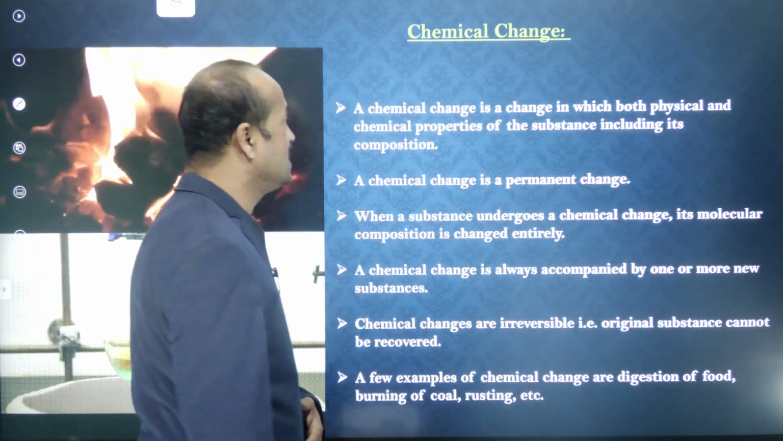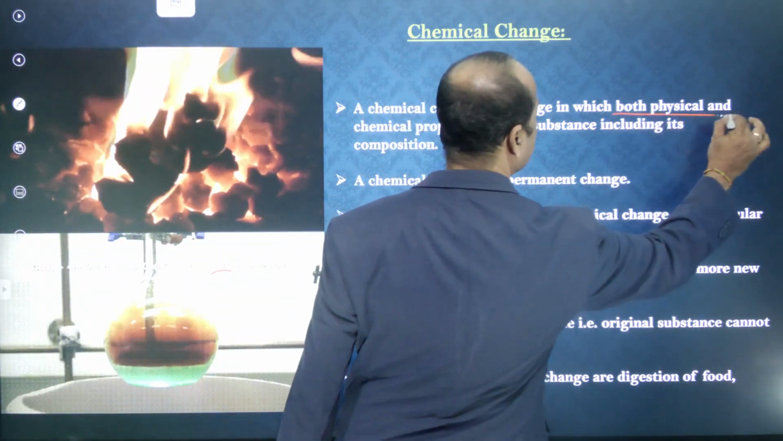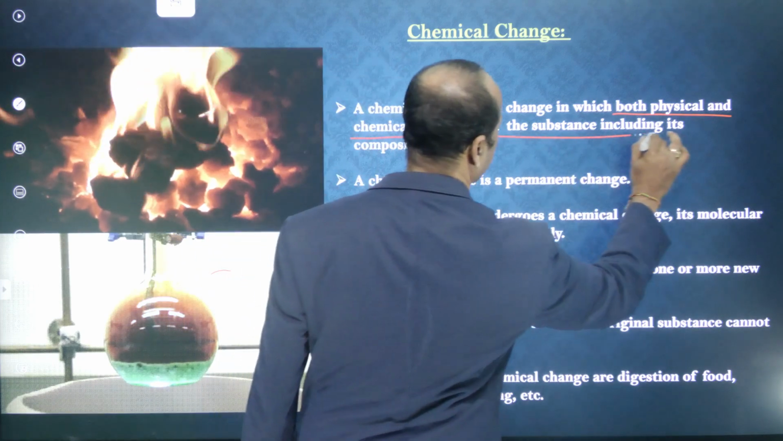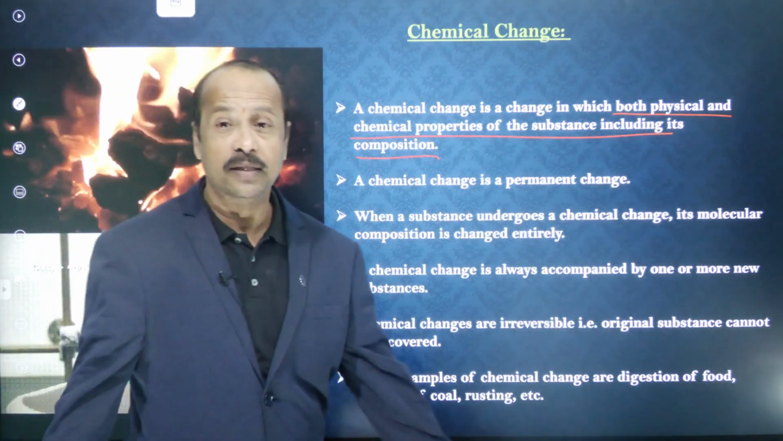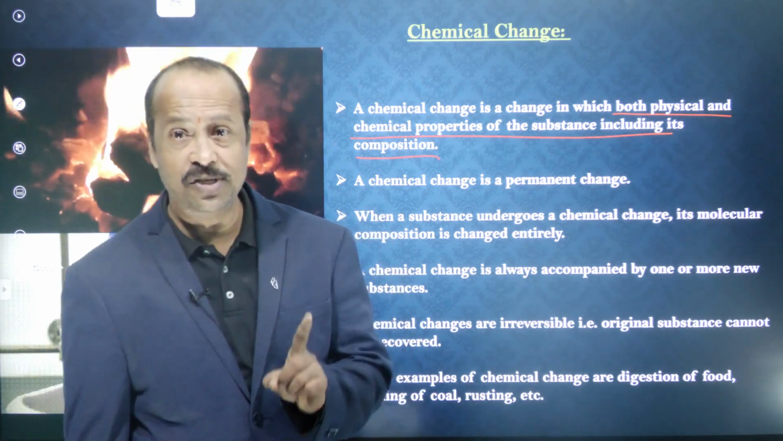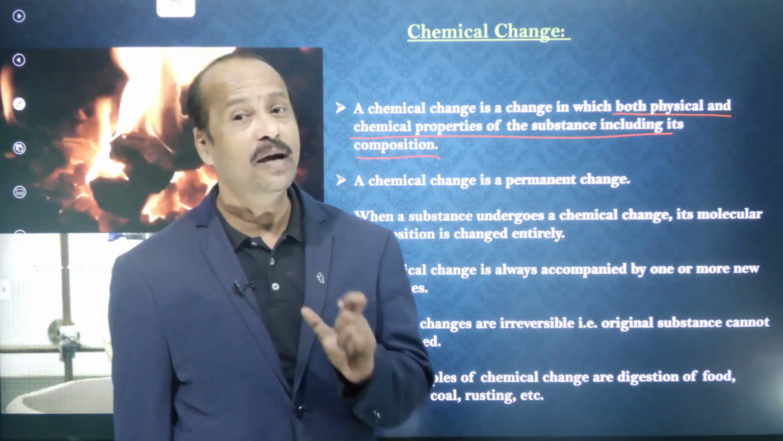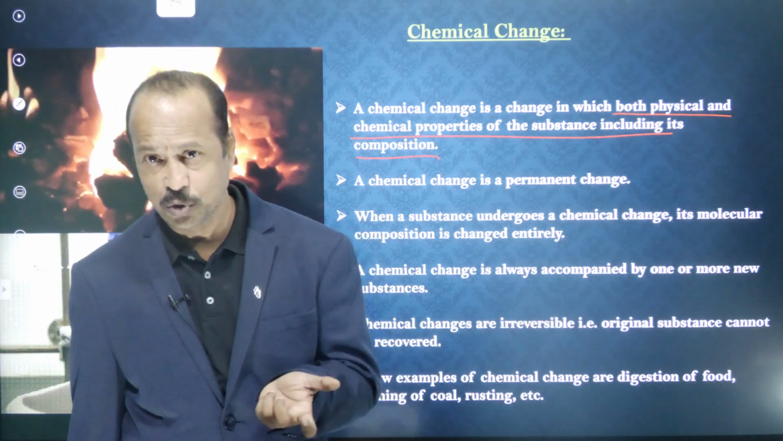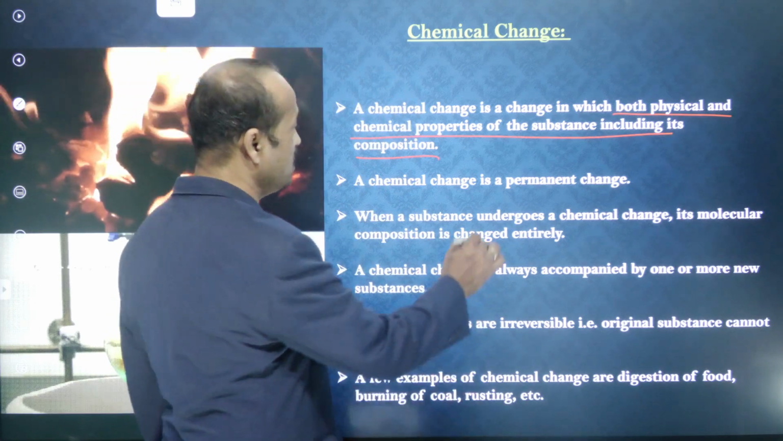Now you see once again these definitions and everything. A chemical change is a change in which both the physical and the chemical properties of the substance, including composition, change, students. Just now I told you that in a chemical change there is a change in the physical as well as chemical properties, along with, of course, the composition also. The composition also changes. Okay, and the change is a permanent change.